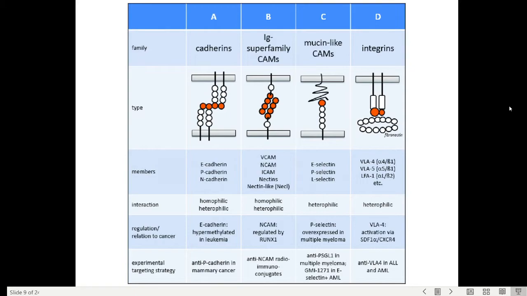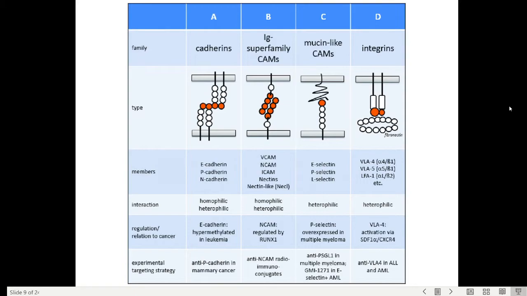The cadherins have 3 different types: E, P, N. This cell adhesion molecule has homophilic and hydrophilic interaction. It regulates the hypermethylated in leukemia. Experimentally, anti-B cadherin has been proven in the memory cells. They are already available in our memory cells.